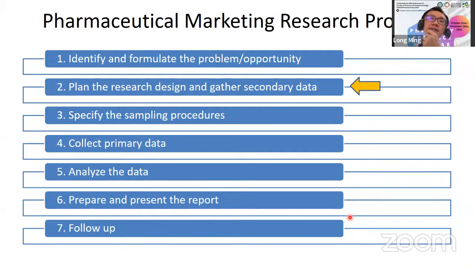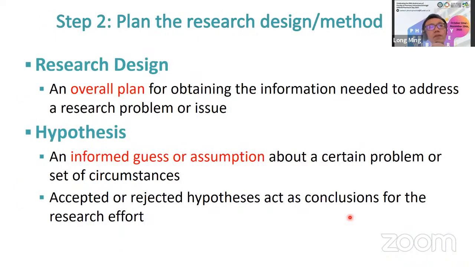Upon identifying the problem, then we will plan the research design and gather secondary data. Here it means you conduct a literature survey or literature search, okay, to see what are the currently conducted studies, what are the available reports. So the research design is also part of your assignment, which you're going to learn on the different research methods. Okay.